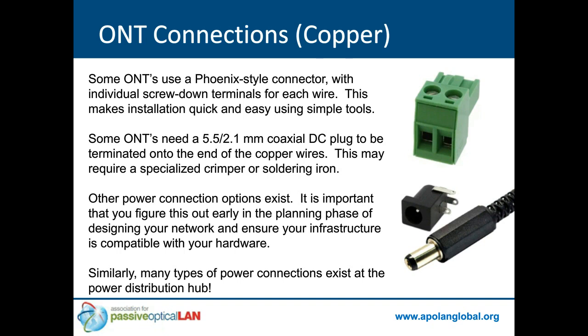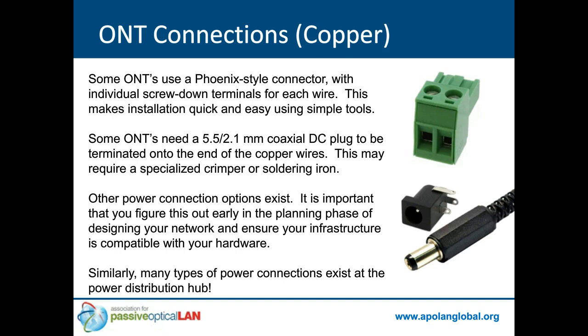Other ONTs may use a 5.5 millimeter coaxial DC jack. Typically, this is the same plug that's used for local powering using a wall wart. In this case, you will need to mount or terminate a 5.5 millimeter coaxial plug onto the wires in your cable. This may require a specialized crimper or a soldering iron. Not necessarily specialized tooling, but certainly more than just a screwdriver.